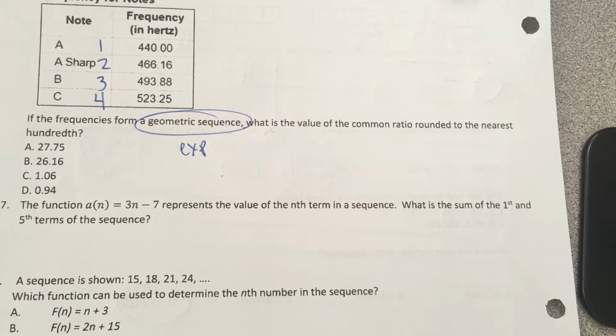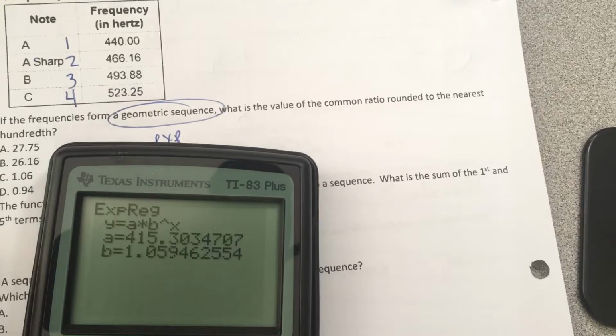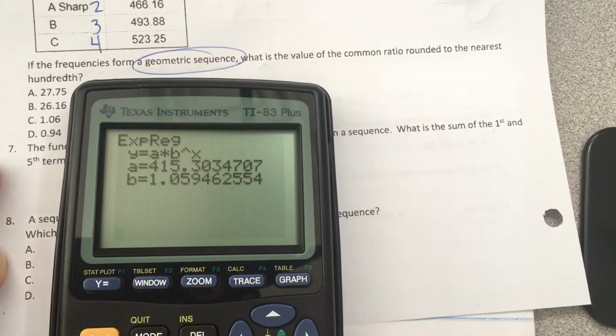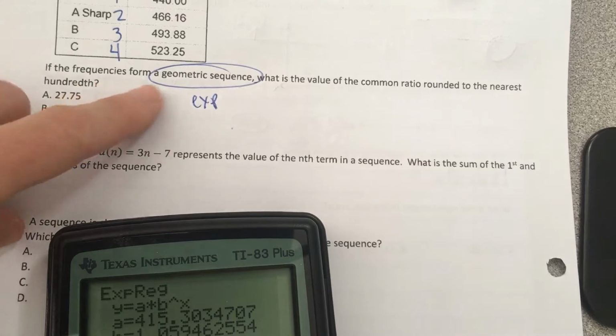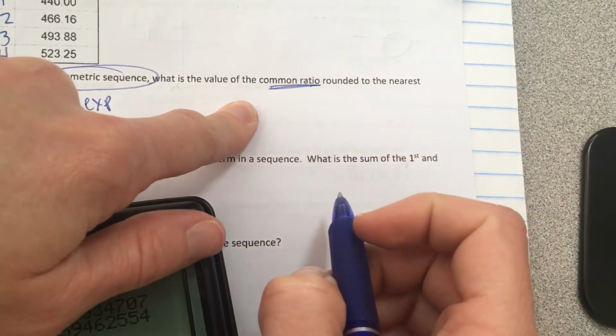All right, now you hit stat again, over to calc, down to exponential, press enter, enter. Hit the delete button. And now hit again stat, over to calc, down to exponential, enter, enter. Okay, when you put it in your calculator, did you get this? 415.3? Yeah.